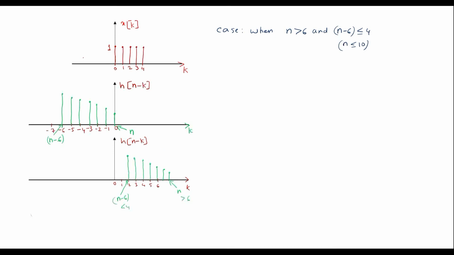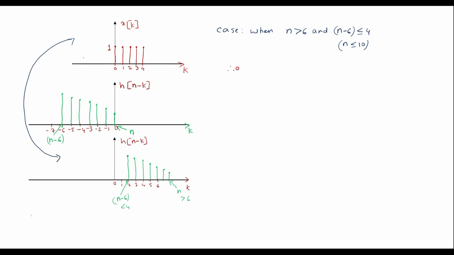So now if we perform the convolution between x of k and this h of n minus k, we can see that only the samples which lie between n minus 6 to 4 will be convolved with x of k. That is, only those samples will multiply, the rest of the values will be 0 because only those samples will overlap with x of k. That is, n minus 6 to 4 samples will overlap with x of k samples. Therefore, the limit of summation is, lower limit is n minus 6 and the upper limit is 4.